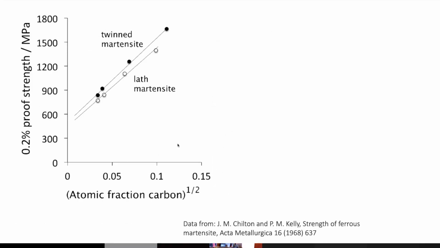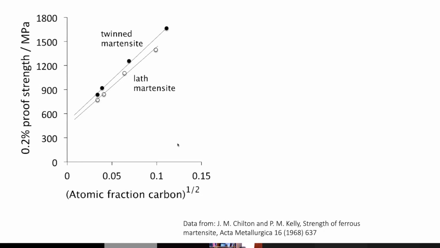People sometimes say that in twinned martensite, the twins are what are causing strengthening, but that idea was dismissed many years ago by comparing the strength of lath martensite and twinned martensite, and they're not particularly different. So you've seen how the crystal structure itself has a dramatic effect on mechanical properties. I'm going to return now to the strains caused by martensite when it forms, because that forms a very large deviation from equilibrium.